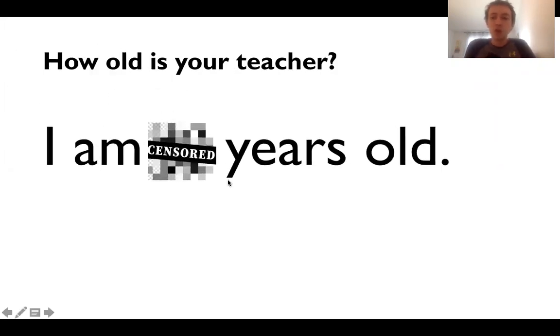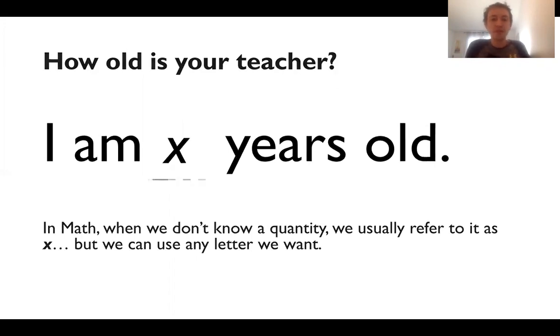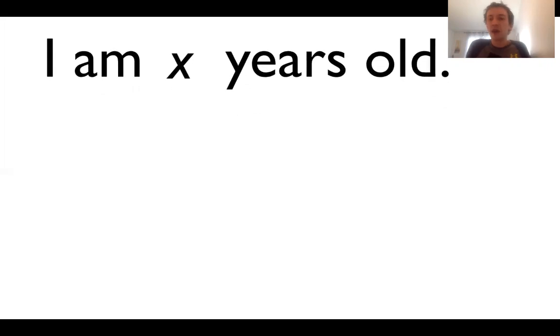So when you don't know something in math, we like to refer to it with a letter, usually. And usually that letter is going to be the letter X, but really it can be any letter or symbol that you want. There's no rule about what it is. But traditionally, X is used. So I'm not telling you how old I am. I'm going to say that I'm X years old.